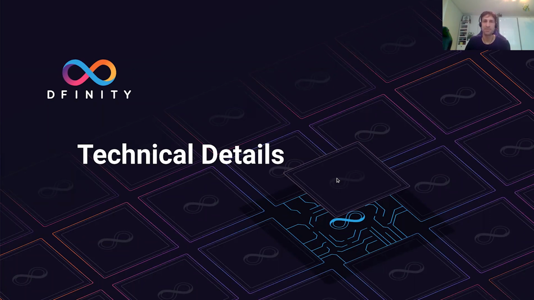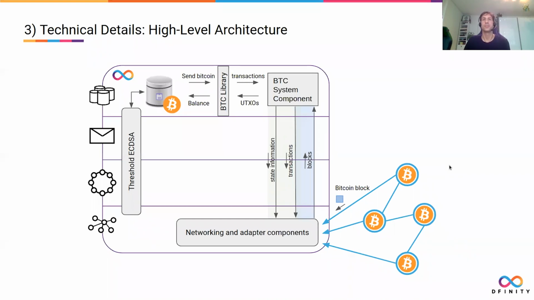So now let's look at some technical details for those of you who are interested. Again, let's start at a high level. These are the four layers of the Internet Computer. We have execution at the top, message routing, consensus, and networking at the bottom. The networking layer will be responsible for ingesting the Bitcoin blocks. So the connection happens here. Blocks go through the stack up to a new BTC system component. So it's really part of the replica system of the IC.